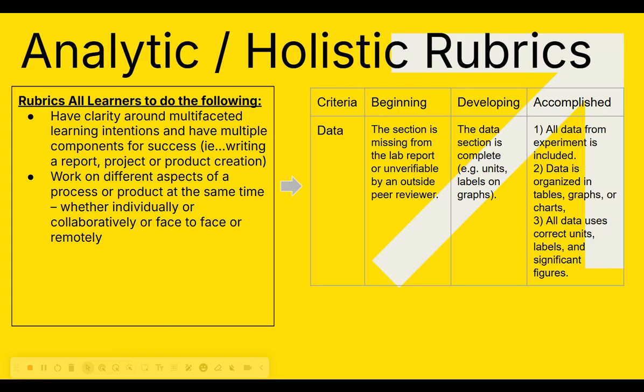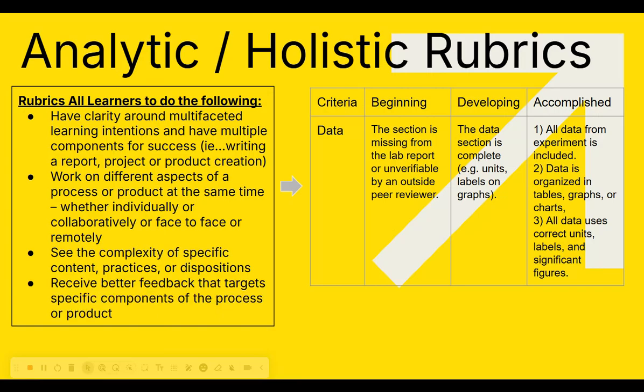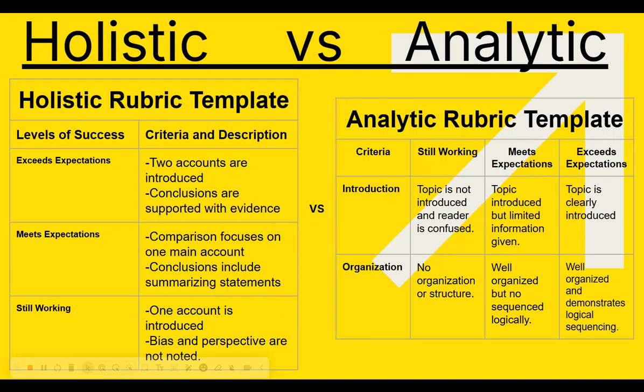Learners in these rubrics work on different aspects of process or product at the same time, whether it's individually or collaboratively or face-to-face or even remotely. Notice the complexity of specific content, practices, or dispositions within those rubrics. And lastly, it helps us to receive better feedback that targets specific components of the process or product. You might be asking, what's the difference between analytic and holistic?